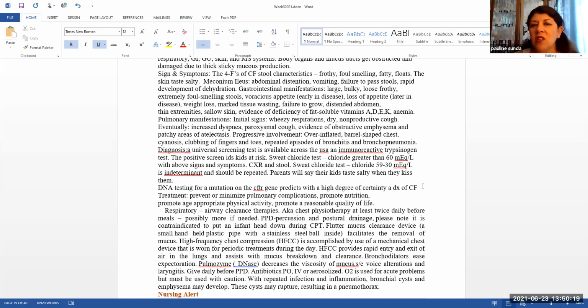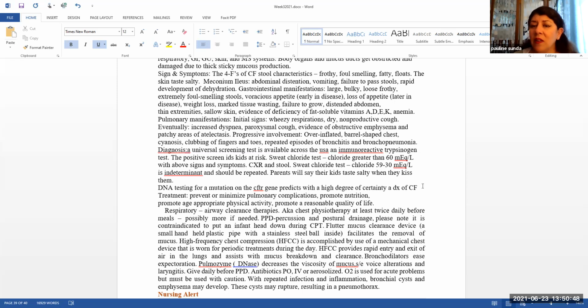Gastrointestinal manifestations include those large, bulky, loose, frothy, very foul-smelling stools. Early on in the disease, they have a very voracious appetite. Later on in the disease, they may have a loss of appetite, weight loss, and tissue wasting, failure to grow, a distended abdomen, thin extremities, sallow skin, and then evidence of a deficiency of the fat-soluble vitamins. And these vitamins are A, D, E, and K.